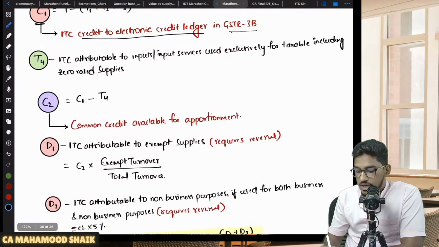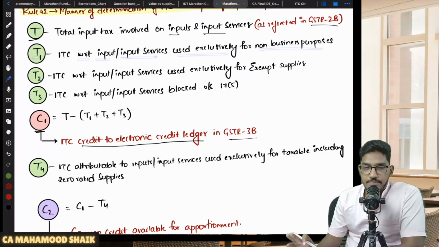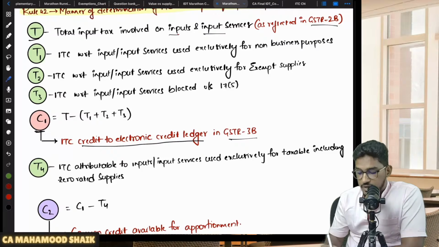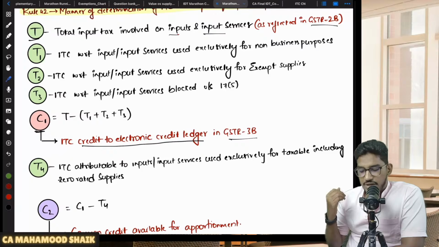Sir, how to do that? So we have the total ITC. In that, three things you have to exclude. T1. What is T1, sir? T1 is ITC with respect to inputs or input services used exclusively for non-business purposes. Find out those inputs or input services which are exclusively used for non-business purposes and take them out. Then determine the ITC attributable to inputs or input services used exclusively for exempt supplies, T2. Then ITC with respect to inputs or input services which are blocked, just now we covered 17(5). Find out those inputs or input services on which ITC is blocked. These three you have to take out.